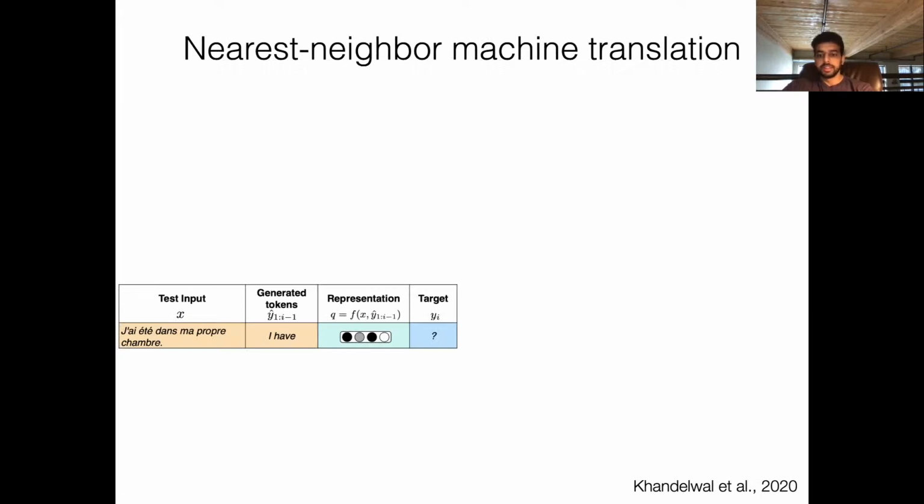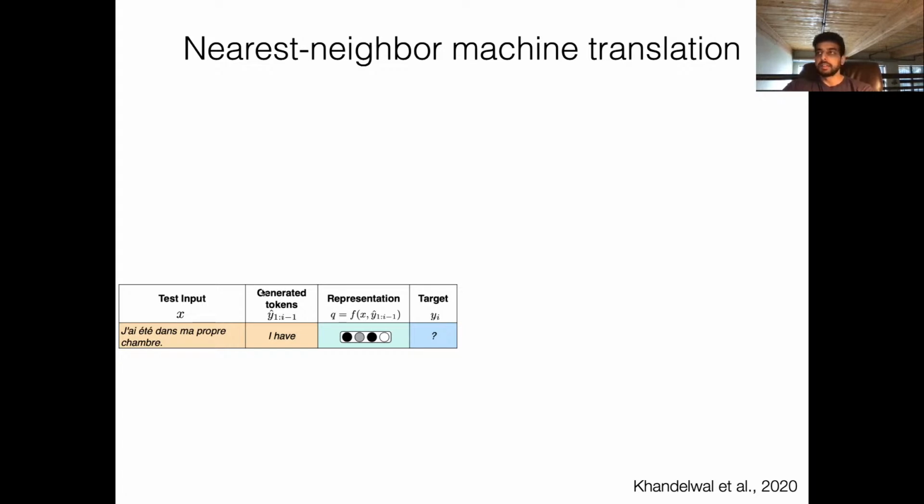And so this paper was the second one assigned for reading. It introduces this concept of nearest neighbor machine translation. So now we're going to switch gears. Instead of talking about masked language modeling or question answering, we're going to be talking about machine translation.